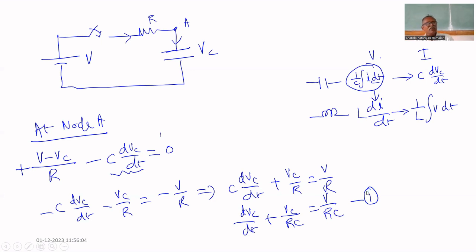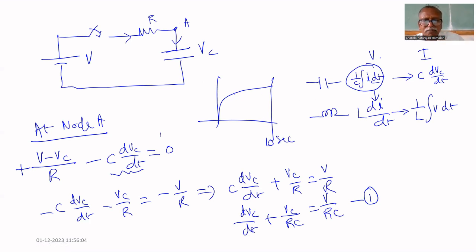From dVC by dt alone, you cannot calculate VC. You want to find VC. What is the voltage across the capacitor after some time? Let us assume that it takes 10 seconds to charge completely. At the 5th second, what is the voltage across the capacitor? That may be the question. So how does the voltage vary in the capacitor? It varies like this. Exponentially, it increases, and at the 10th second it is completely charged.